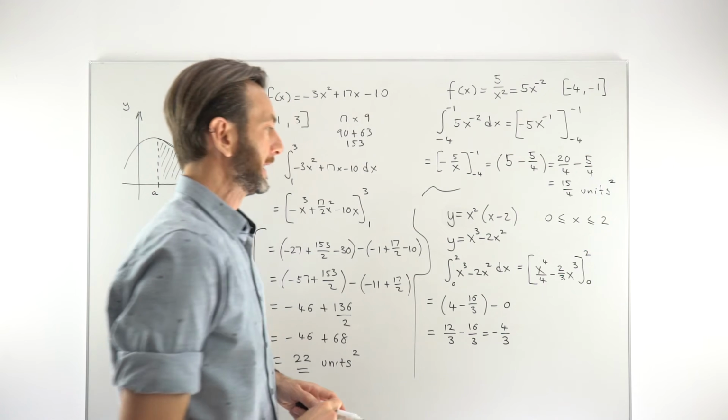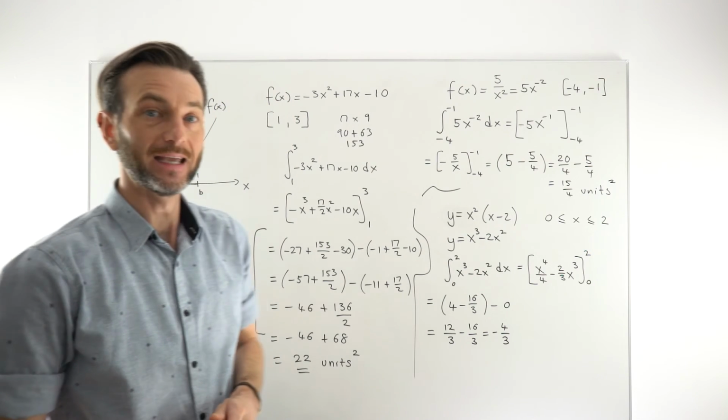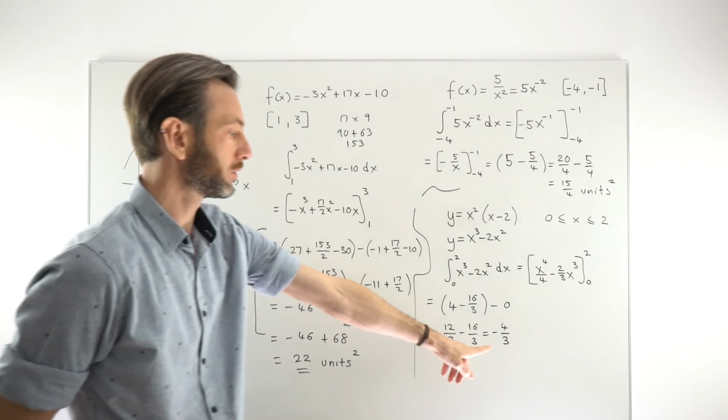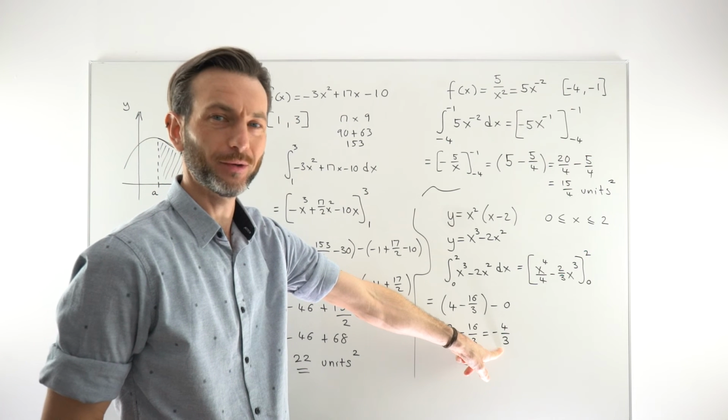Now, bearing in mind that what we're trying to do here is to find an area, like an area like this, this should raise a few alarm bells because it's come out to be a negative.